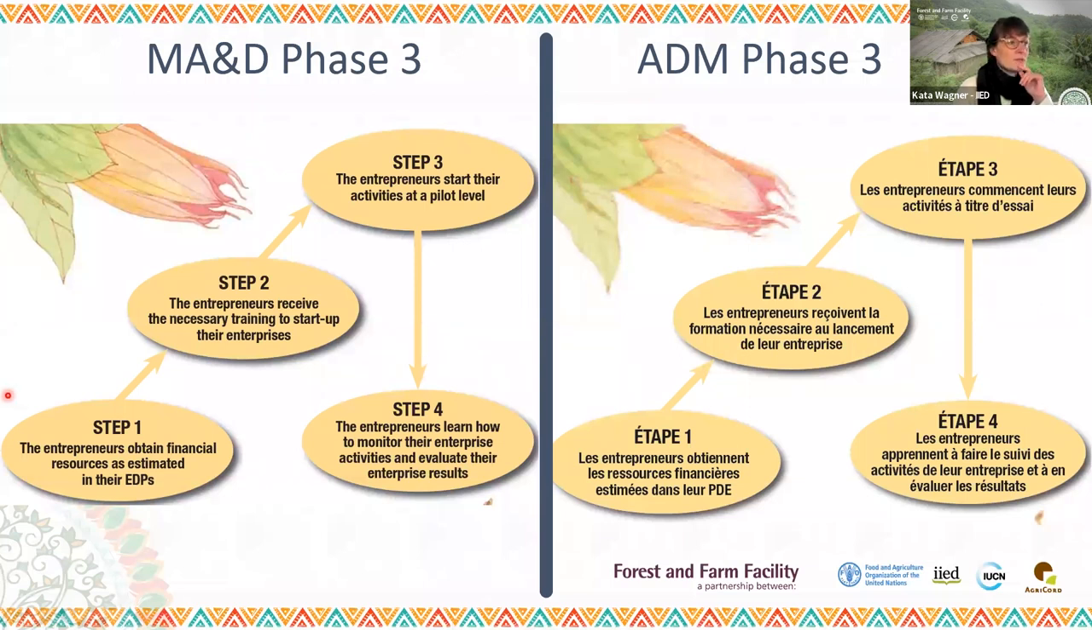So then coming to phase four, as I've said, by now the entrepreneurs have been identified, their EDPs have been accepted, there is an understanding of the training and assistance needs, and the objective of phase four is to support the entrepreneurs during the startup phase of the enterprise. And often, I think this is the phase that is most disregarded or shortened, but it is one of the most crucial phases indeed, because entrepreneurs need a lot of support in the beginning.